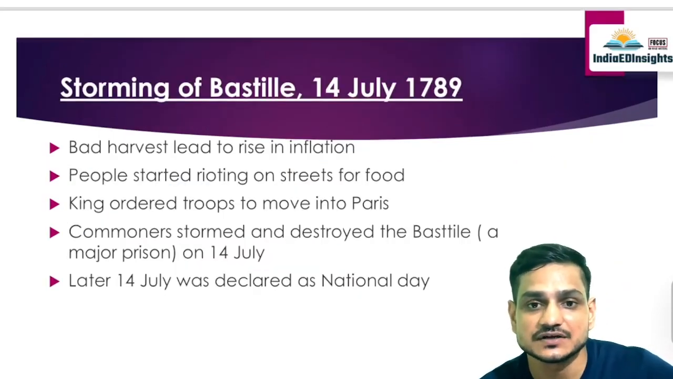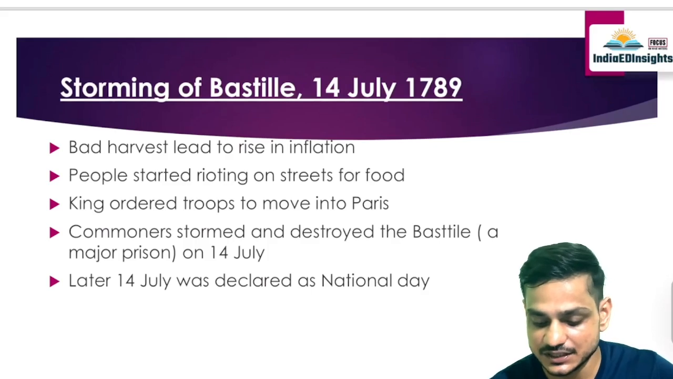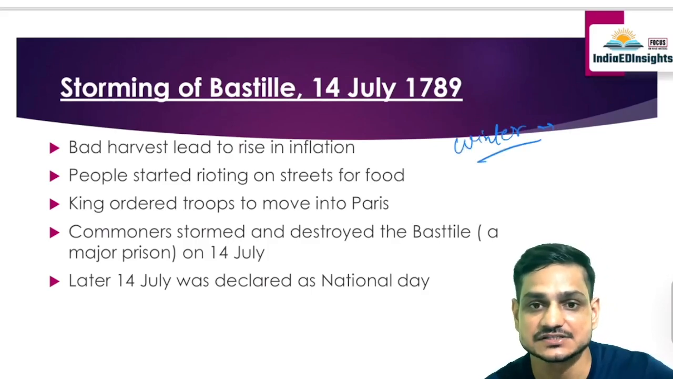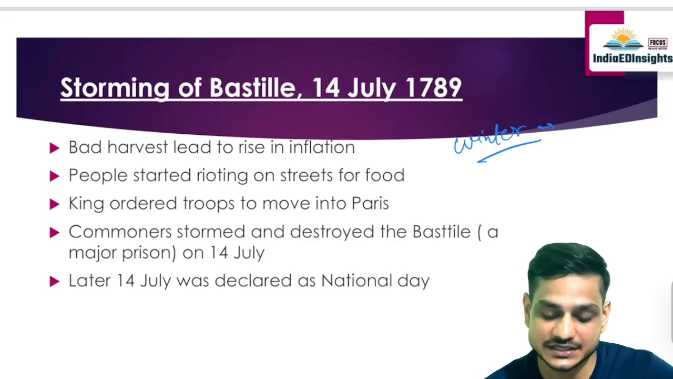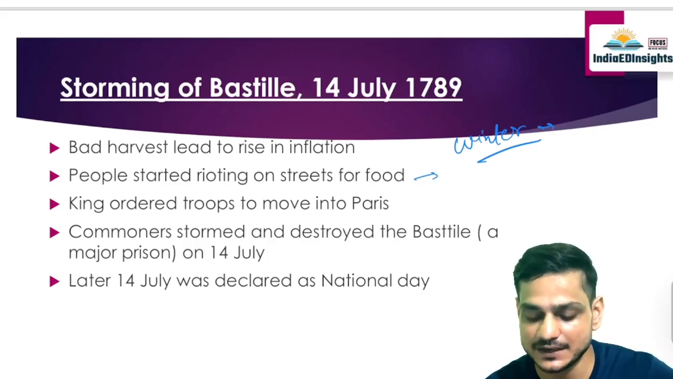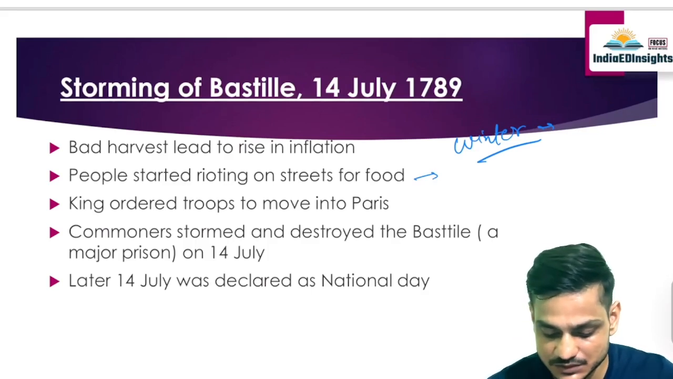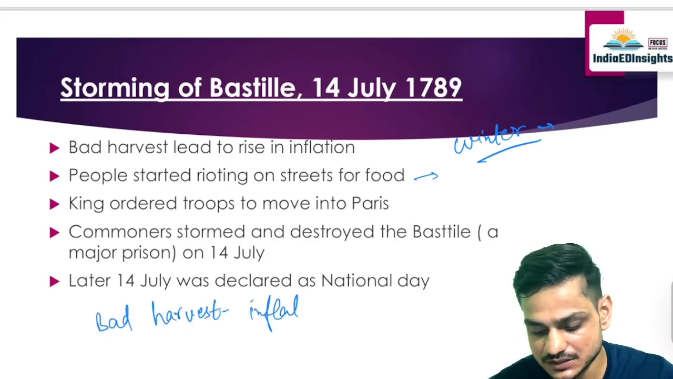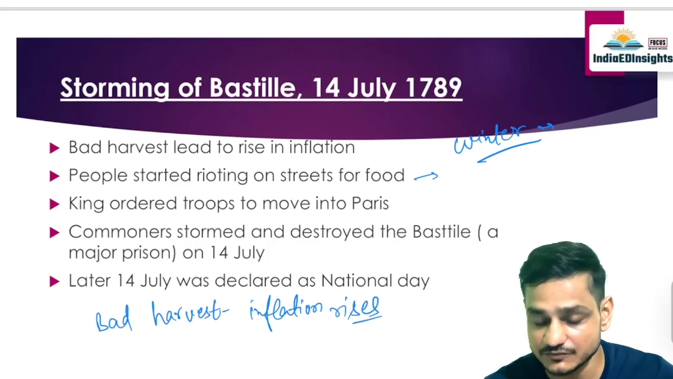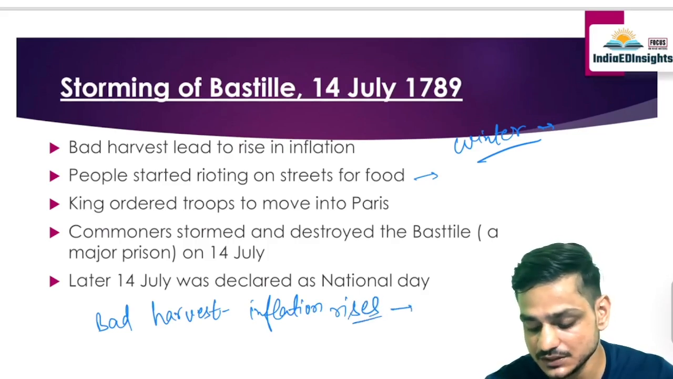So in France, in the winter season, there was a very bad harvest. The crop was not good. People started rioting on the streets for food because of the bad harvest and inflation. When inflation rises, what happened? There was a bread right or subsistence crisis.